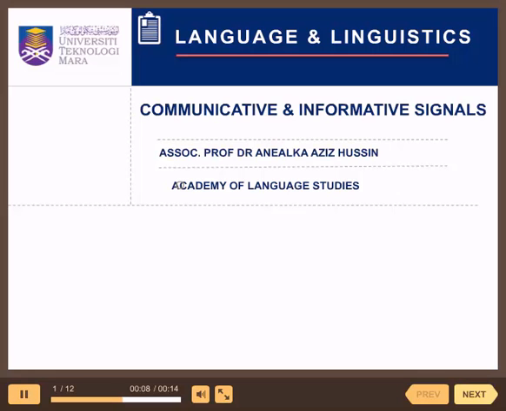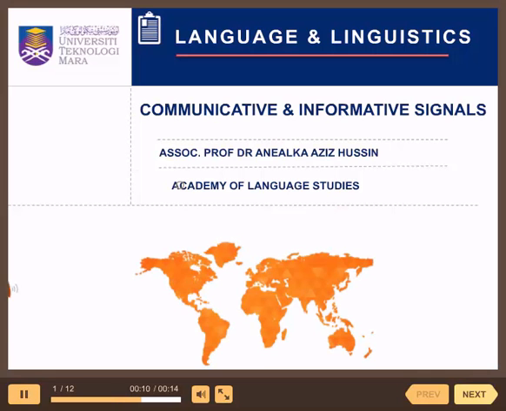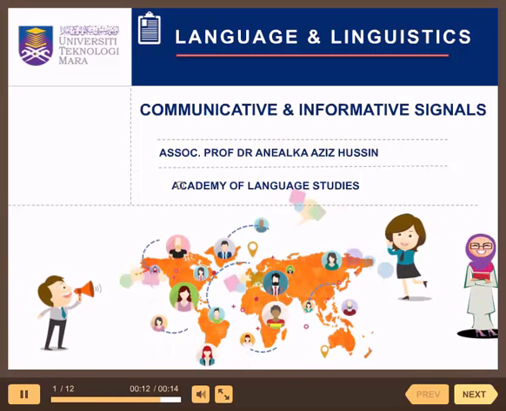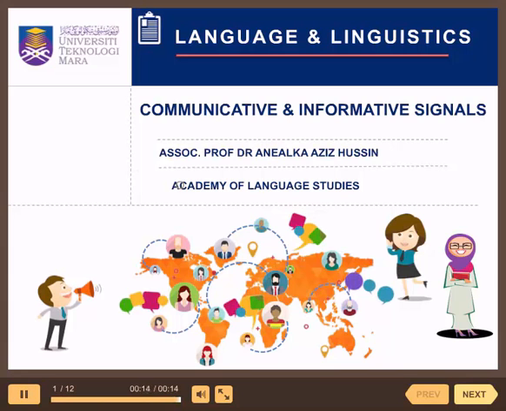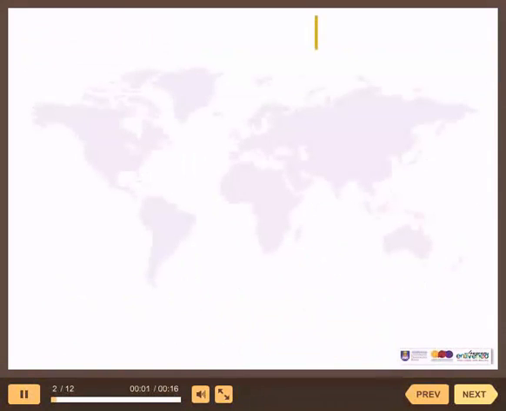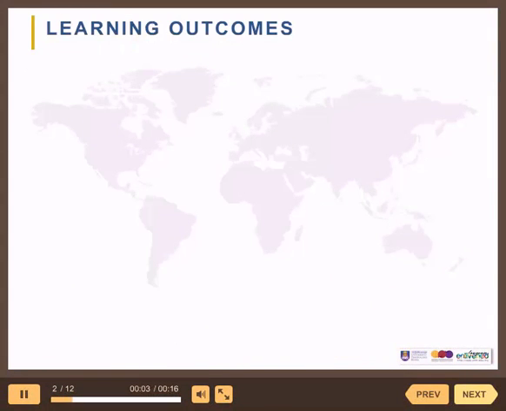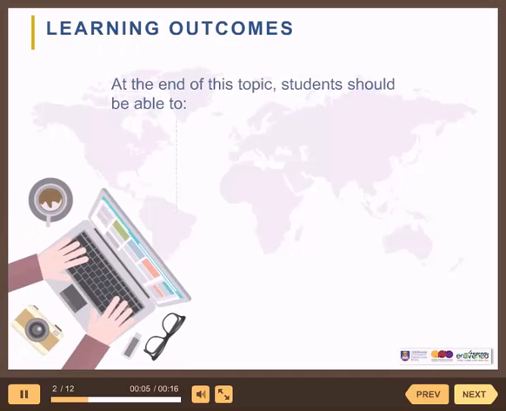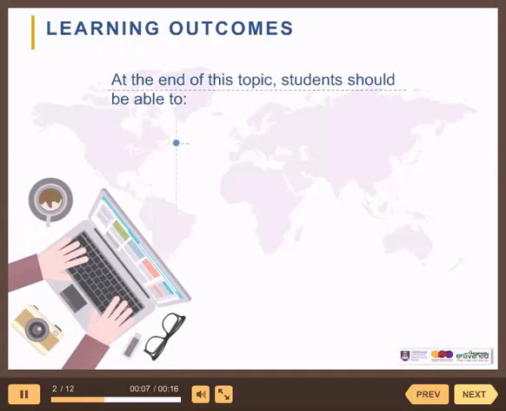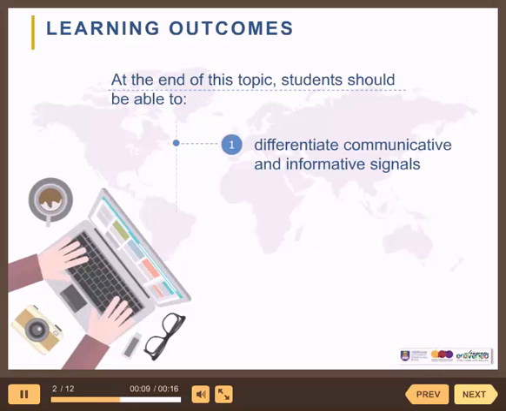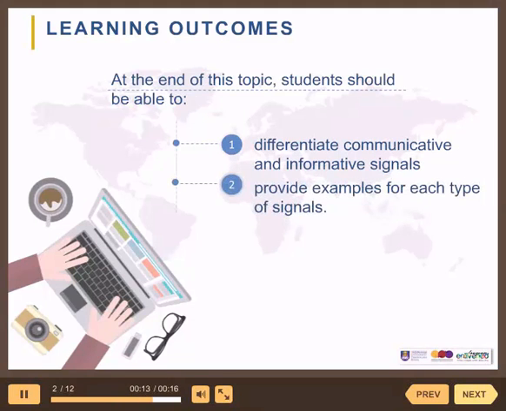Language and linguistics: communicative and informative signals. At the end of this topic, students should be able to: firstly, differentiate communicative and informative signals. Secondly, provide examples for each type of signals.